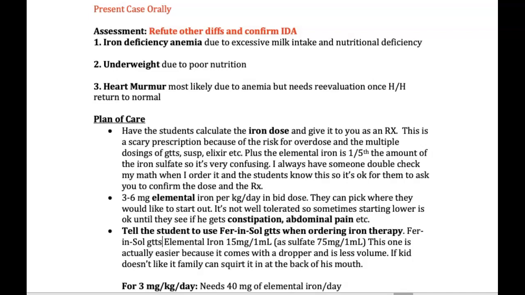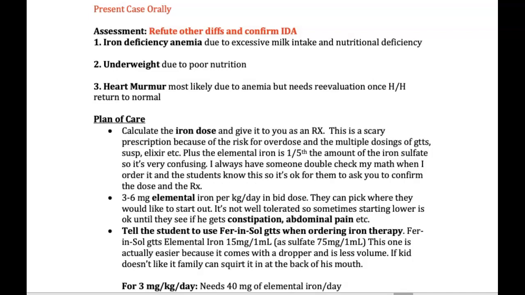He had a heart murmur. It's most likely due to anemia, but that certainly needs to be reevaluated once his hemoglobin and hematocrit return to normal. That can't fall off our radar. We need to make sure we reassess that. Let's take a look at our plan of care for this iron deficiency anemia.